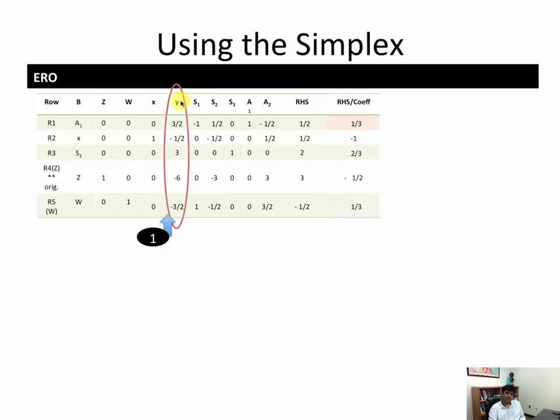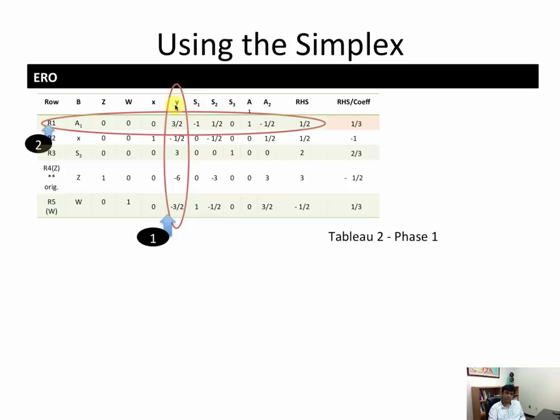The right hand side values ratio is given by the division of the right hand side value by the column values. So 1 by 2 divided by 3 by 2 is 1 by 3. 1 by 2 divided by minus 1 by 2 is minus 1. 2 divided by 3 is 2 by 3. 3 divided by minus 6 is minus 1 by 2. And minus 1 by 2 divided by minus 3 by 2 is 1 by 3. Clearly the smallest positive number here is 1 by 3. So our exiting row or pivot row becomes row 1, the leaving variable is A1 and the entering variable is Y.